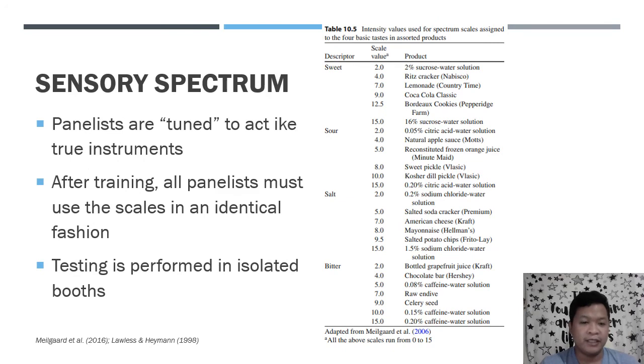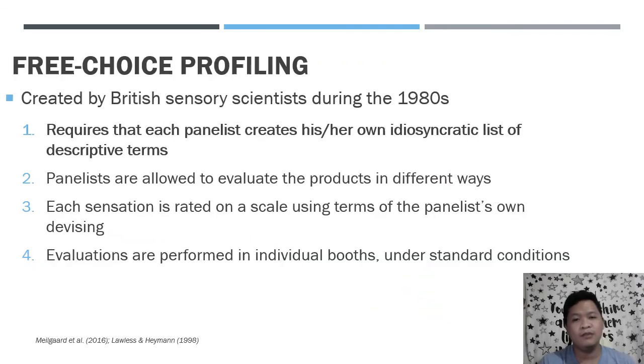So again, the best thing we can do to make this work is to make sure that our panelists are all attuned, or similarly calibrated, in the use of these skills. And of course, to do that, you do the actual testing in isolated booths that prevent other forms of panelist distraction from affecting their judgment.